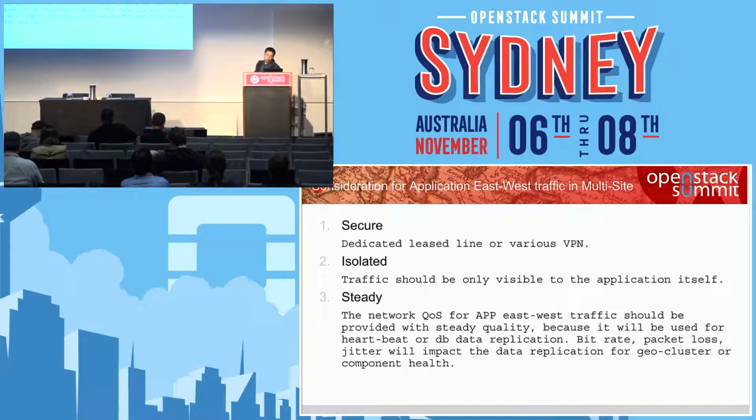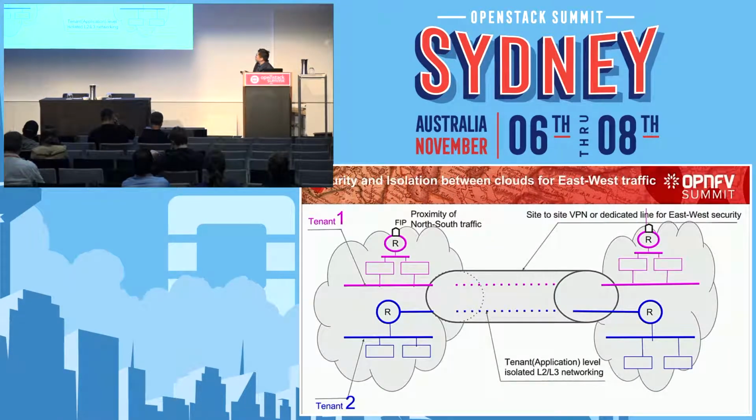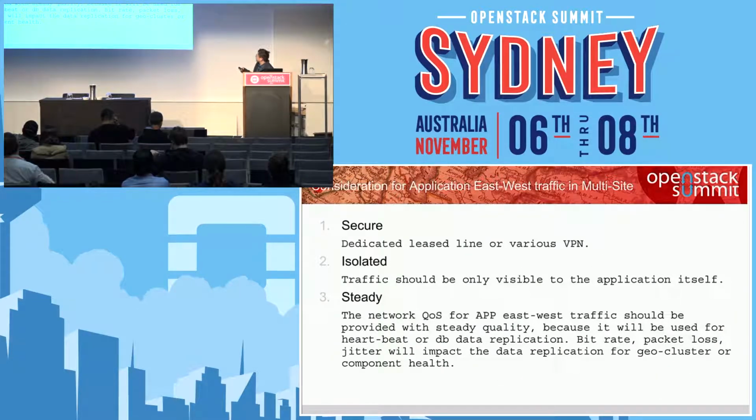Okay, so the consideration for application east-west traffic in multi-site is that the first one is you must keep it secure. So we use dedicated line or leased line for the east-west traffic. And the traffic must be isolated between tenants.